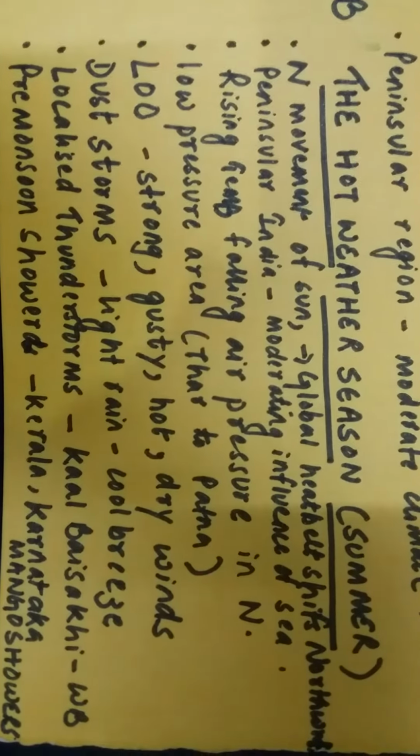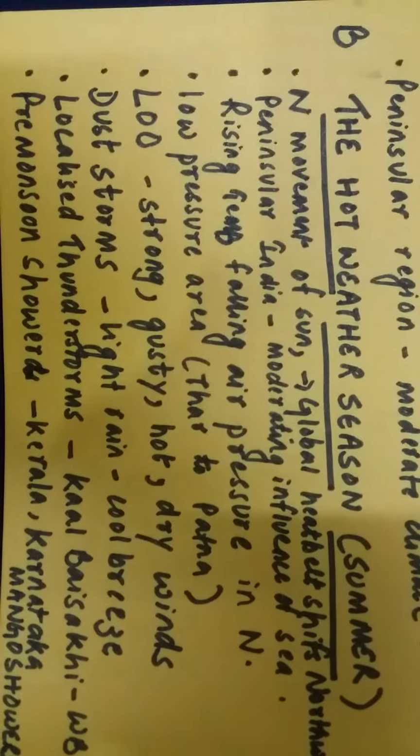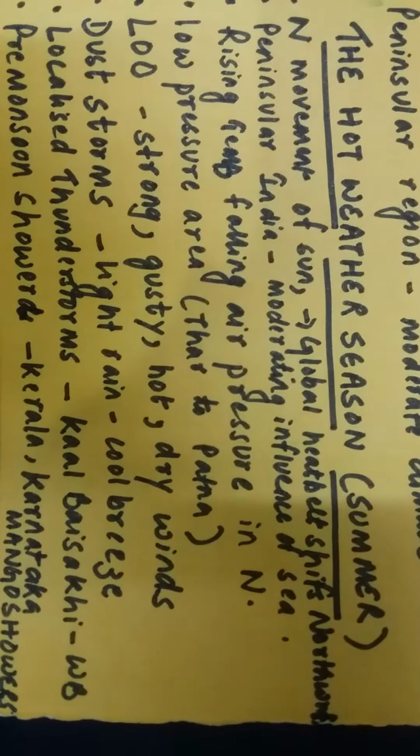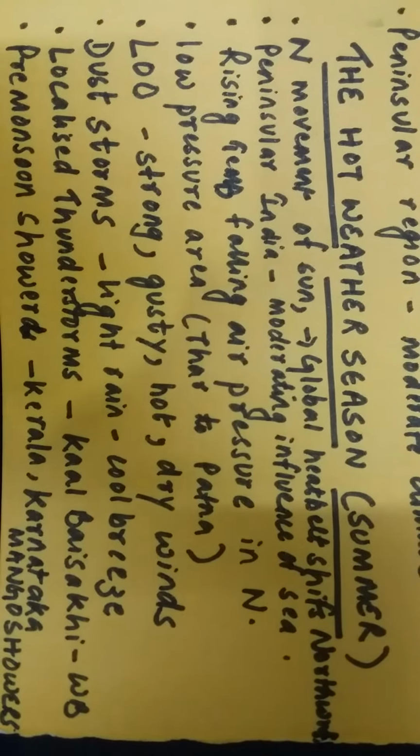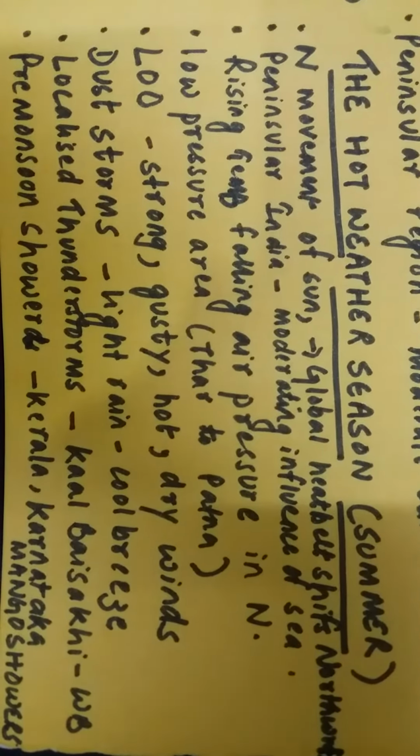The second point is peninsular India and the moderating influence of the sea. If you see, in winter also, peninsular India had the moderating influence of the sea, and it had a moderate type of climate unlike the extreme climate in the north. So in summer also that is the case.